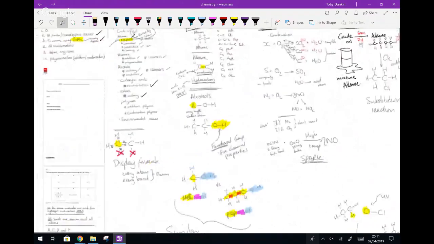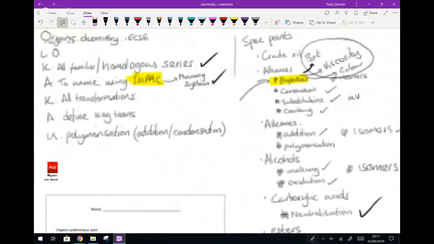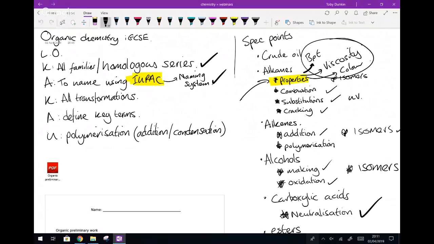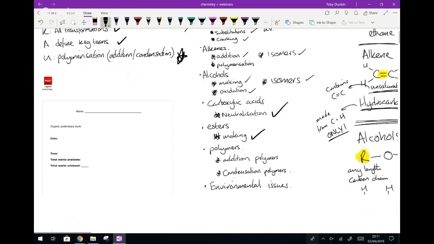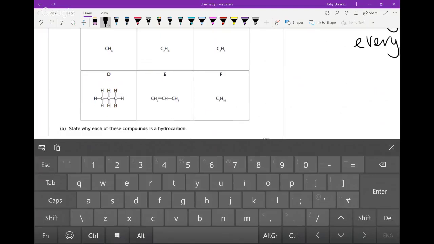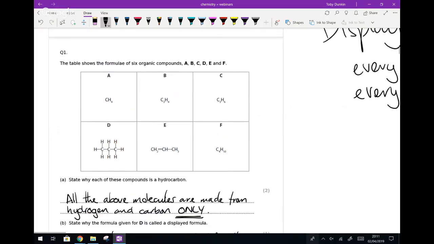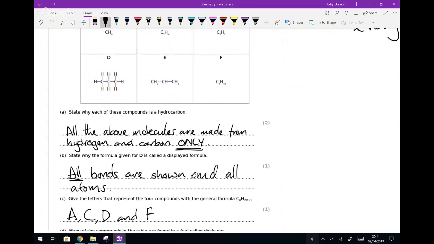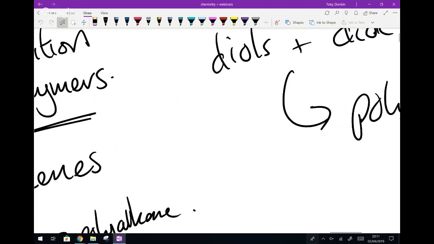And instead, what I'm going to do is, we've come across key terms: saturation, addition, polymerization, cracking, substitution, combustion. I'm going to come back to that on a separate webinar. We'll do polymers separately. I'm going to go through our questions, our preliminary work, and go through this. So, first thing, question number one, state why each of these compounds is a hydrocarbon. All the above molecules are made from only hydrogen and carbon, covered in today's webinar.